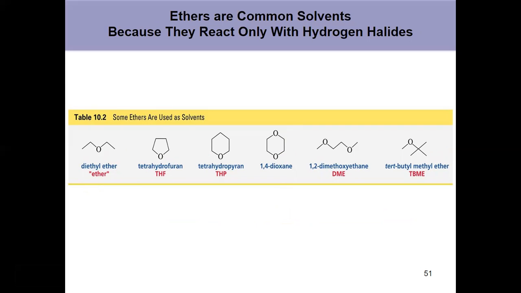So just one reaction to worry about for your ethers, reacting with HI or HBr. Okay, protonation, leaving group, nucleophile comes in. Just know if it's tertiary, it's SN1, the others will be SN2.